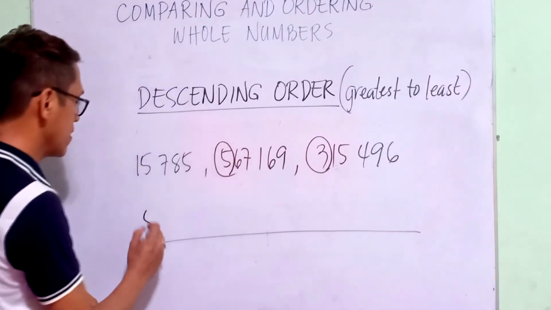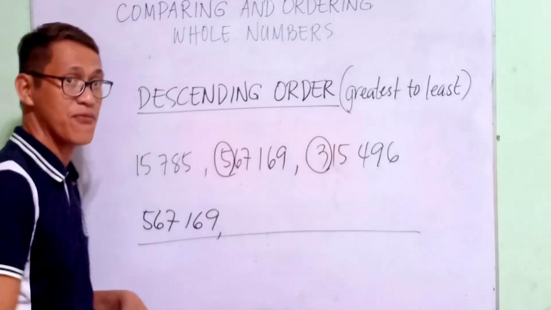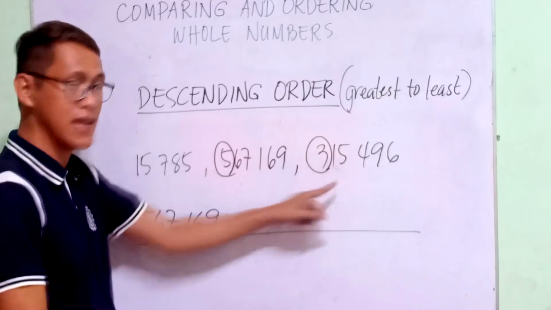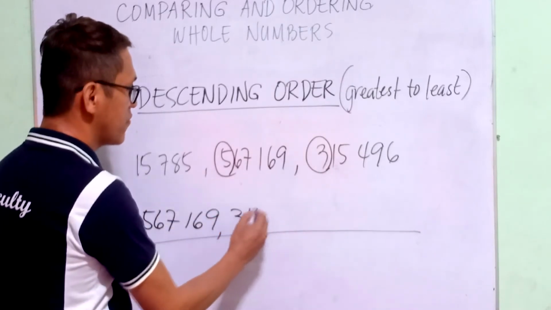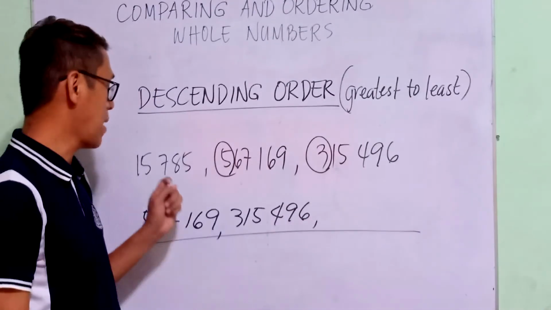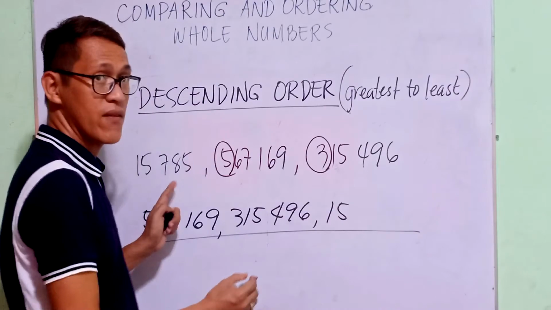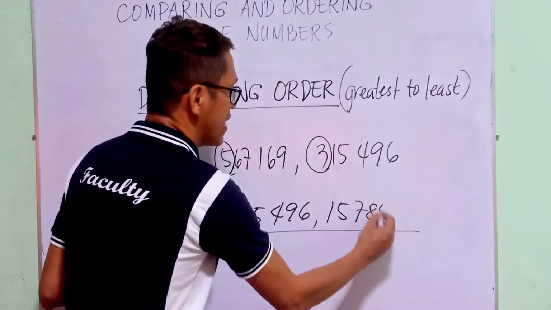So let's write 567,169 first. Then followed by 315,496. And the least number is 15,785.